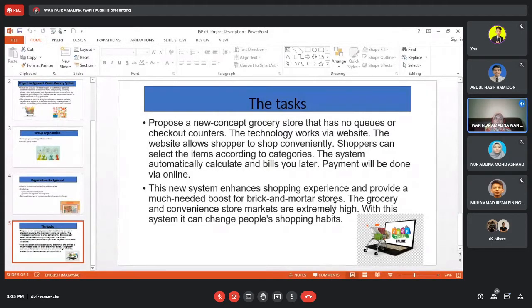Not to say to replace, it is an alternative to brick and mortar. We cannot demolish the shop. Okay, the grocery and convenience store markets are extremely high. With the system, it can change people's shopping habits. Right. So your task is actually to identify the shop to be your stakeholder, right? Study how people purchase things through the shop and also study how the shop categorizes the products that they sell, before you can propose the online grocery system.